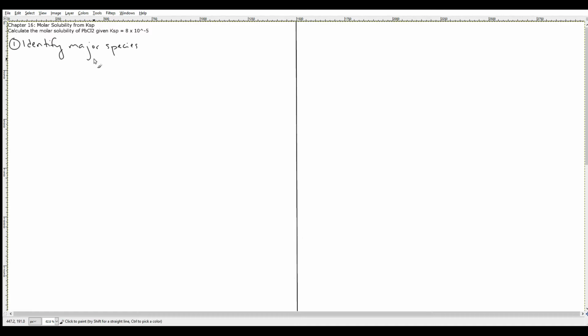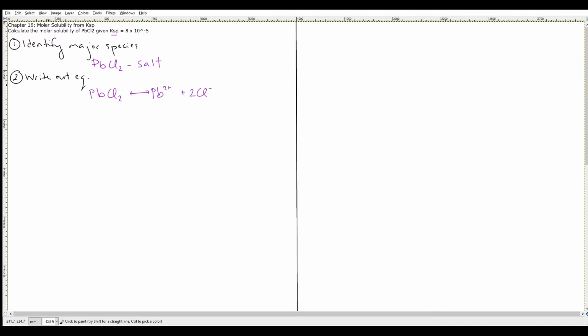Here we are working with lead chloride, which is a salt. We will write out our equation. So we'll have lead chloride, and I'm going to use a double-sided arrow. We are dealing with an equilibrium constant, a KSP, which means that it will go both ways. And we'll end up with lead and 2 chloride ions.